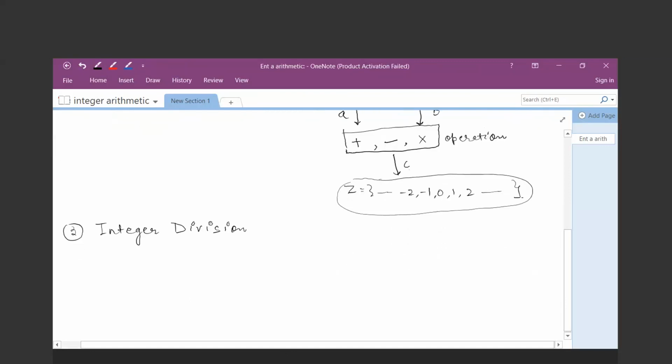So if we divide a by n, then we get only two values. What are those two values? The first one is the quotient, that is q, and the second one is the remainder value, that is r. Right? So in cryptography, this relationship is explained by a equal to q into n plus r.